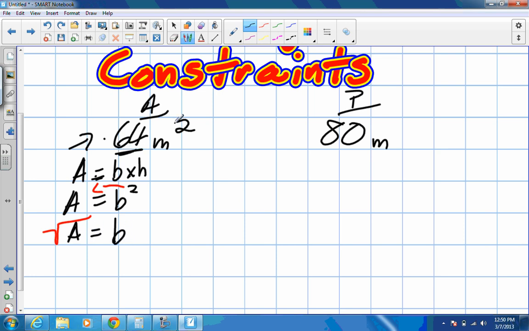So what is this area here? 64. What is the square root of it? Then 8 will give us our optimal size. Okay? That's a fast way when we have an area. We just need to square root the value, and that'll give us equal sides on both.